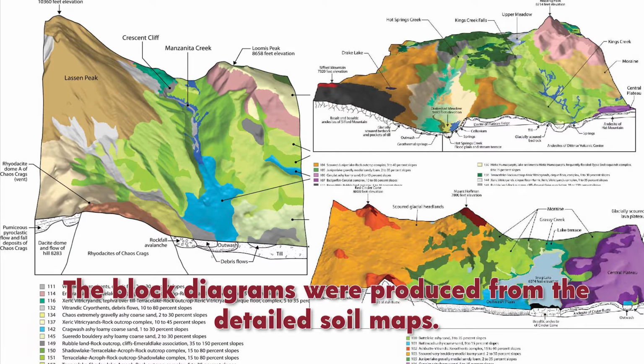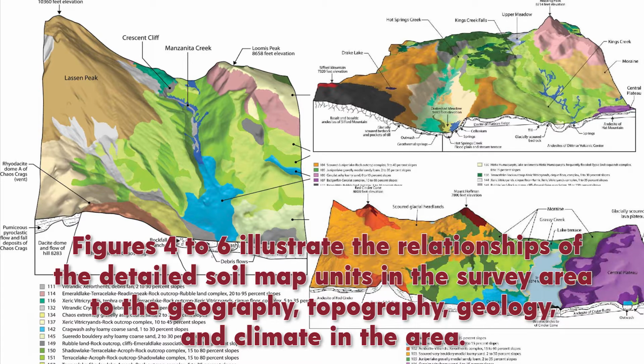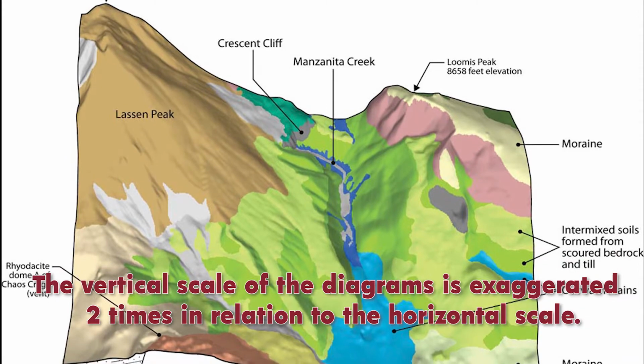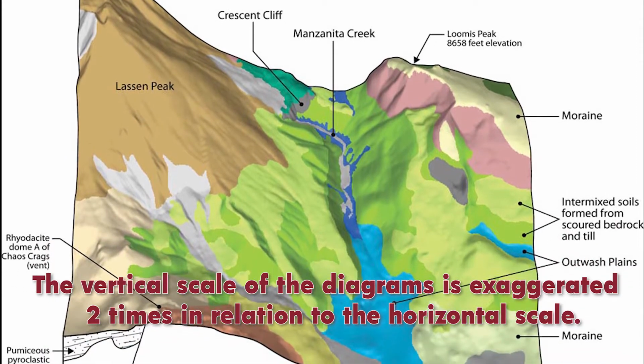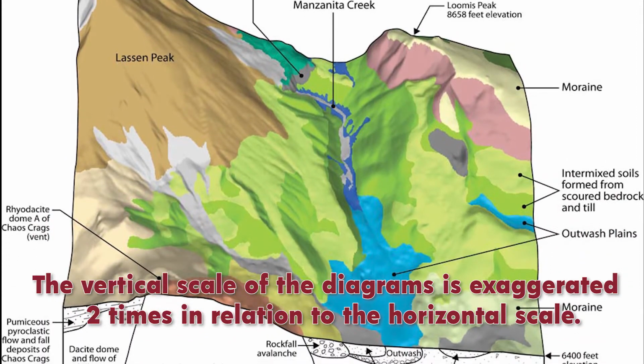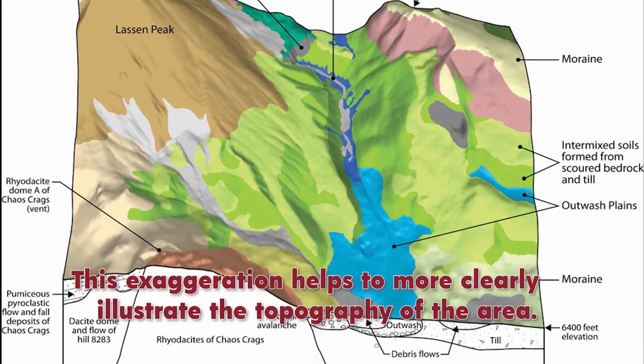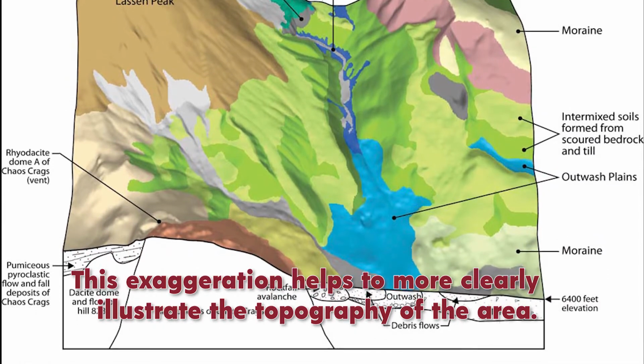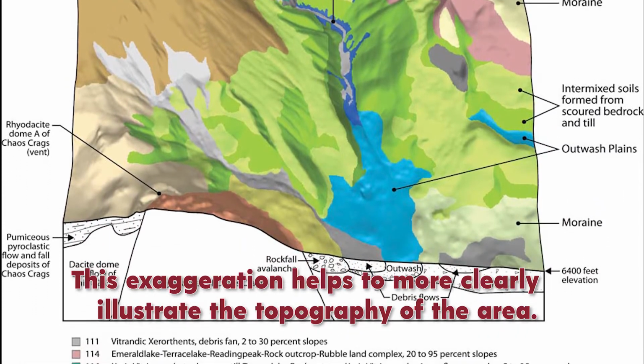The block diagrams were produced from the detailed soil maps. Figures 4 through 6 illustrate the relationships of the detailed soil map units in the survey area to the geography, topography, geology, and climate in the area. The vertical scale of the diagrams is exaggerated 2 times in relation to the horizontal scale. This exaggeration helps to more clearly illustrate the topography of the area.